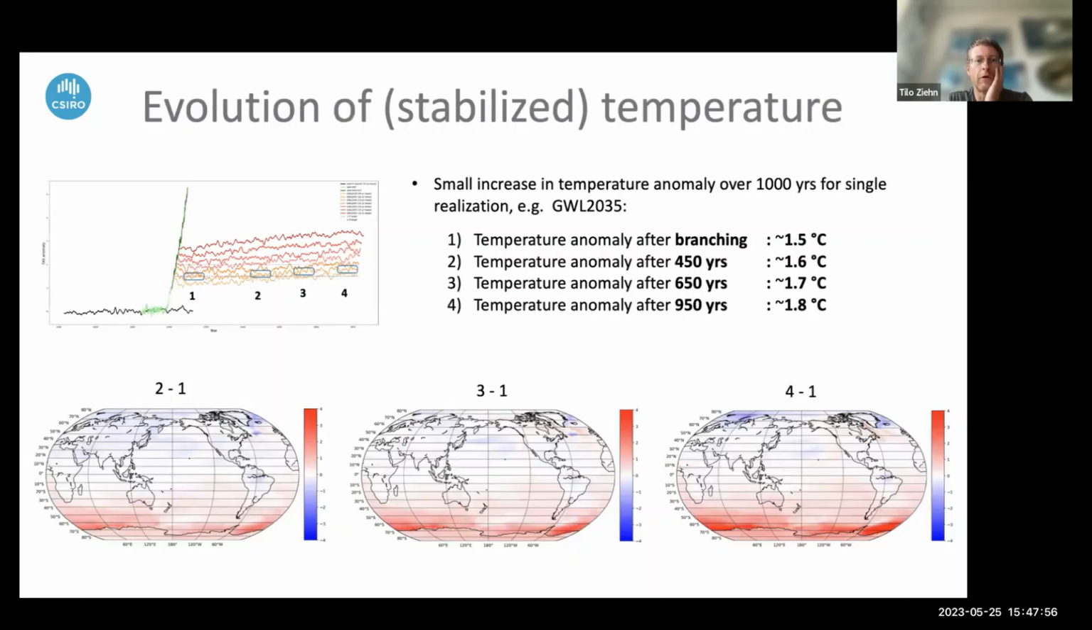We can now have a closer look at what this temperature trend or change in temperature looks like at the spatial or regional scale. The slide here shows the temperature anomaly for one of the stabilized simulations where the target temperature is about 1.5 degrees after branching off from the SSP run. And so after about 500 years, the global temperature has increased to 1.6 degrees. After about 650 years to 1.7. At the end of the run, the global temperature is 1.8 degrees.